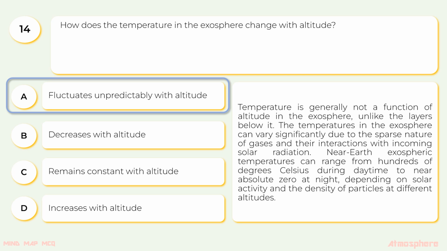The temperatures in the exosphere can vary significantly due to the sparse nature of gases and their interaction with incoming solar radiation. Near Earth exospheric temperatures can range from hundreds of degrees Celsius during daytime to near absolute zero at night, depending on solar activity and the density of particles at different altitudes.